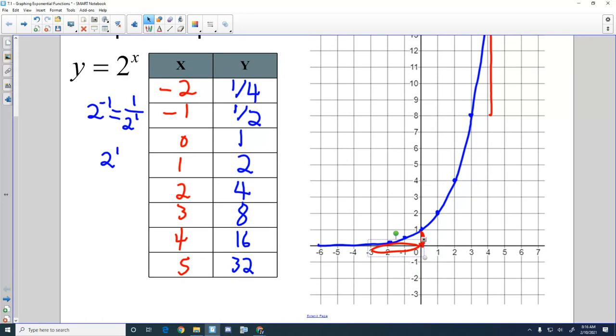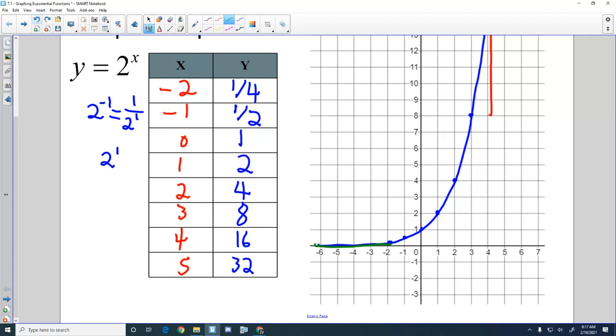Let me get rid of this. I drew this part of my graph kind of right on the x-axis, almost. I didn't draw it down below. It's not going below that axis. It's staying right on there.